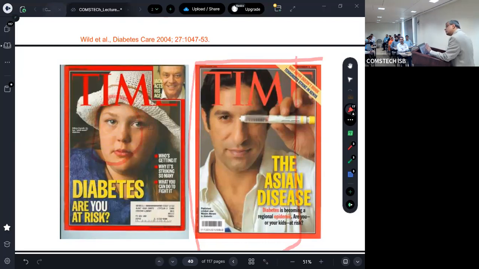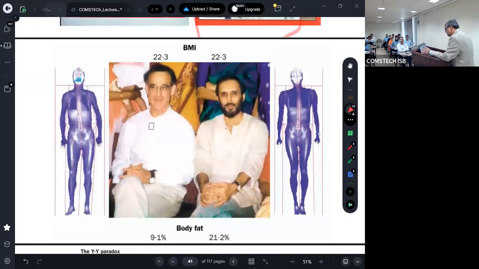Obesity is predominant in Western countries. However, obesity is not dominant here. And this is another thing. Patients are different. Obesity is a marker. Another marker: two subjects, one from Asia, another from Europe. Both have the same BMI.